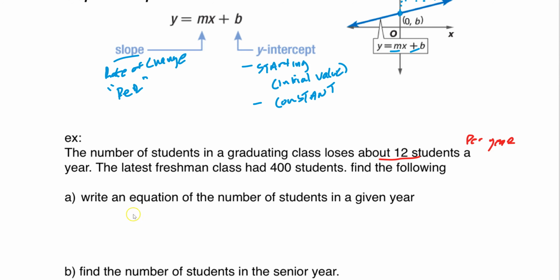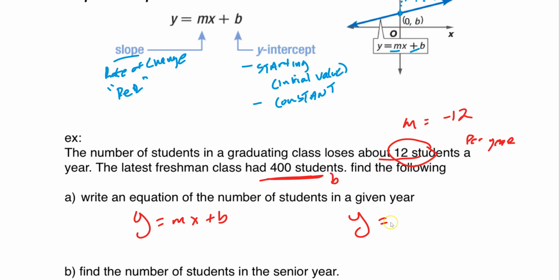So if I'm writing an equation for this, I'm going to do y equals mx plus b. And this is going to be my m. Now I lose 12 students, so m is actually equal to negative 12. And I start off with, my first class has 400 students. That's our starting value, so that's our b. So if I'm writing this equation, y equals negative 12x plus 400, where x is the number of years, and y is the number of students.